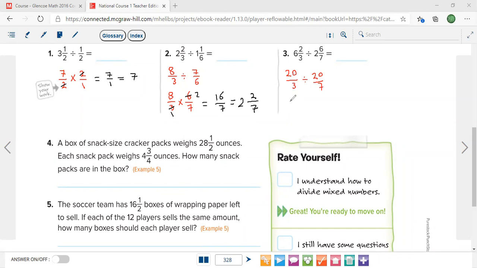Now we will keep the first fraction as 20 over 3. Division will be multiplication. 20 over 7 becomes 7 over 20. So now we will cancel 20 up with 20 down. This will be 7 over 3. And we don't leave 7 over 3 as is. We must make it a mixed number. So you can use division to find out. 7 contains how many 3s? Yes, it contains 2 with remainder 1 over the same 3.